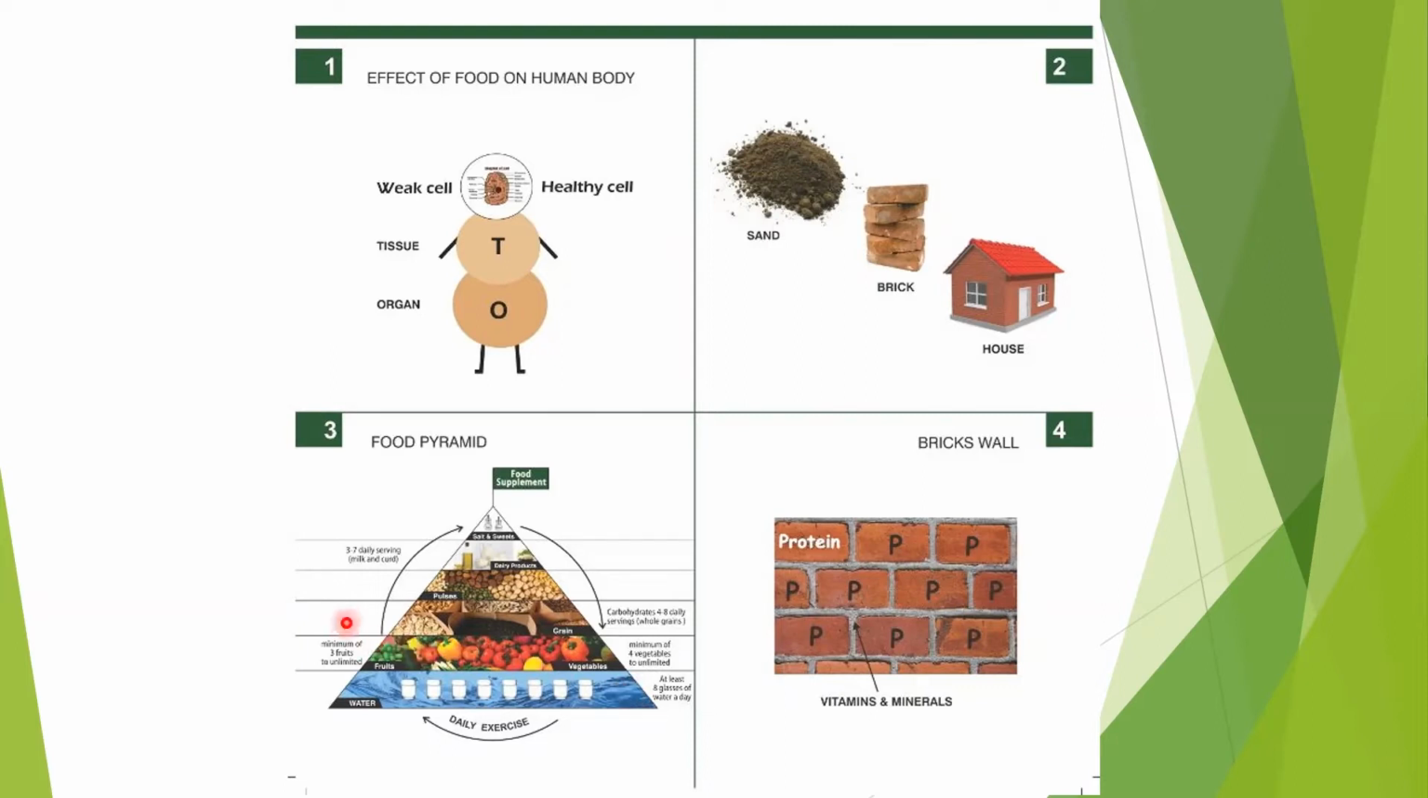Then comes fruits and vegetables. What's written here is minimum 4 to 5 servings of fruits and 3 to 4 or 5 servings of vegetables. So that makes around 9 to 13 servings in total. That's the ideal recommendation. Why?